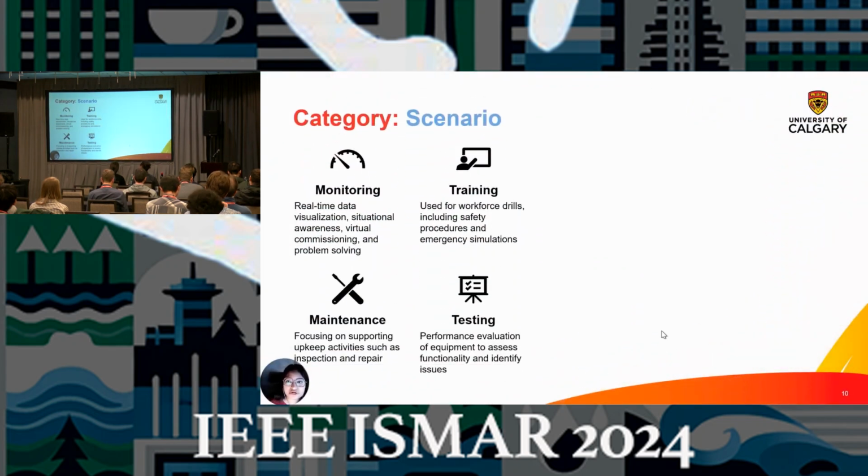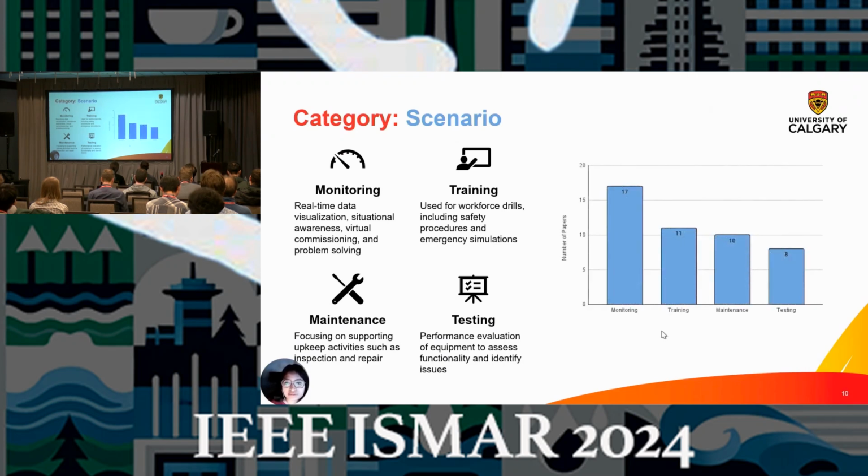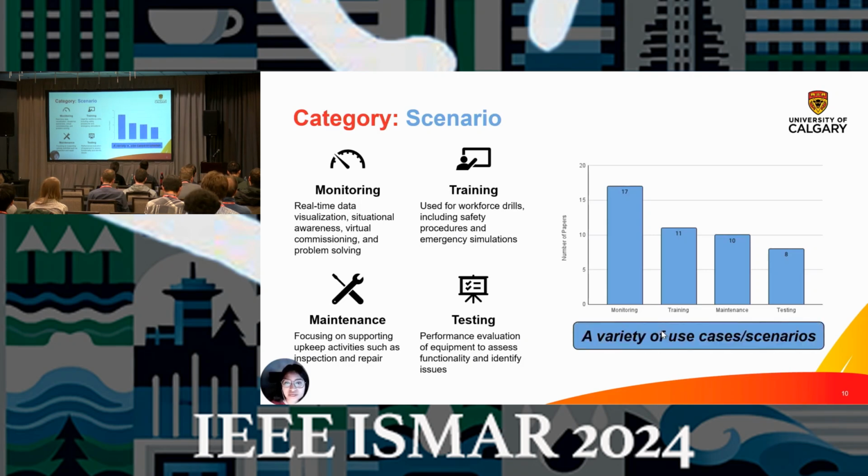We chose monitoring, training, maintenance, and testing as 4 scenario types. Monitoring focuses on real-time data visualization and situational awareness. Training supports workforce drills and safety simulations. Maintenance ensures equipment reliability, while testing evaluates equipment performance to identify functionality issues. These scenarios highlight a variety of use cases that demonstrate the impact of XR and DT in the industry.